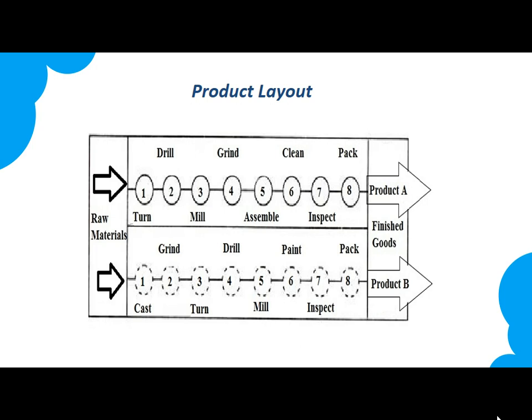Similarly, in the lower part, you can see the finished good is product B. There are n number of raw materials as input to the process, and the processes are cast, grind, turn, drill, mill, paint, inspect and then pack. So this product B undergoes various operations. So this is the typical example of product layout.